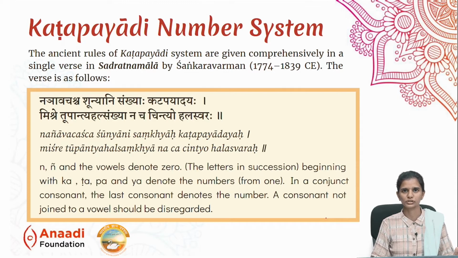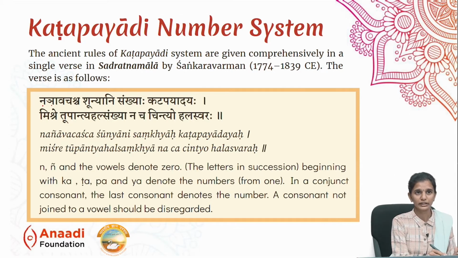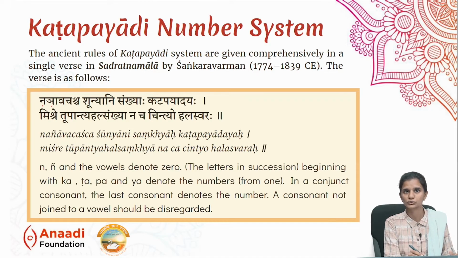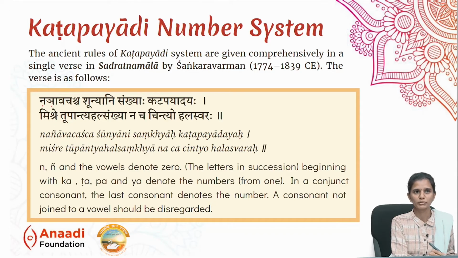The meaning of this verse is na, nya and ach. Ach is the technical name that is used for vowels or the swaras. So, na, nya and the vowels will have the value shunya, that is 0. And sankhyaha katapayadayaha. So, ka, ta, pa, ya and the other consonants will have numerical values, that is starting from 1. Then mishre. Mishre is, in the case of conjunct consonants, we take the antya hal.